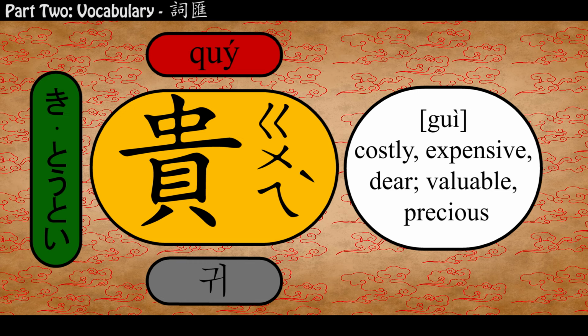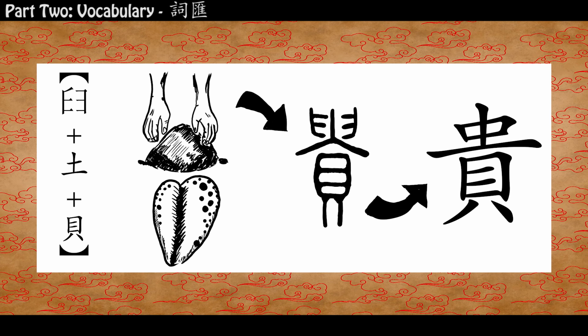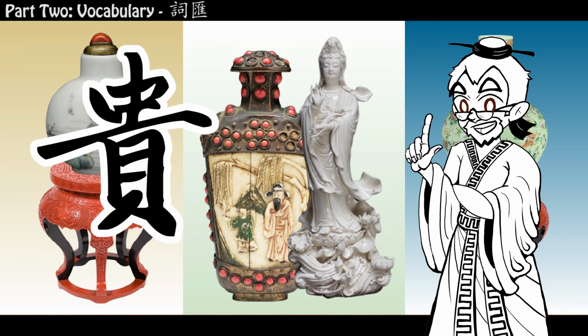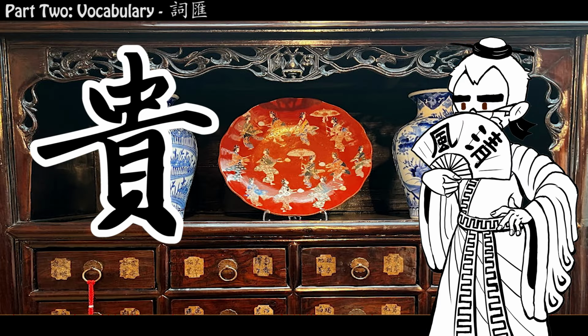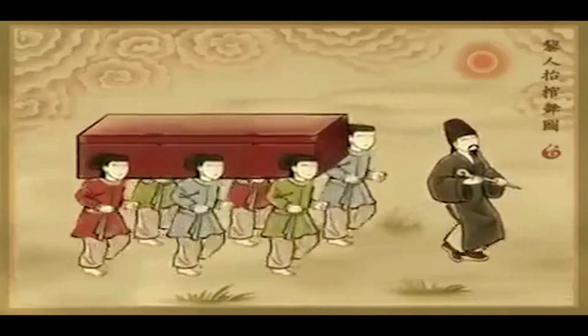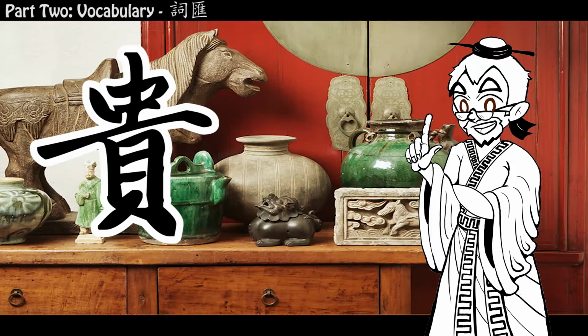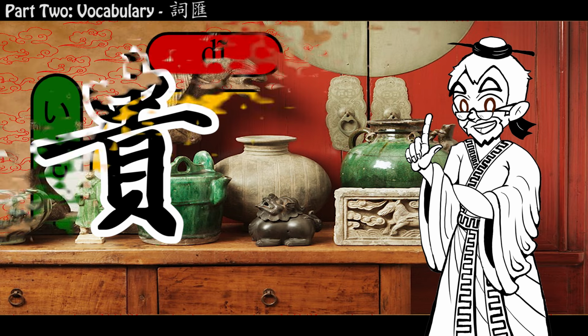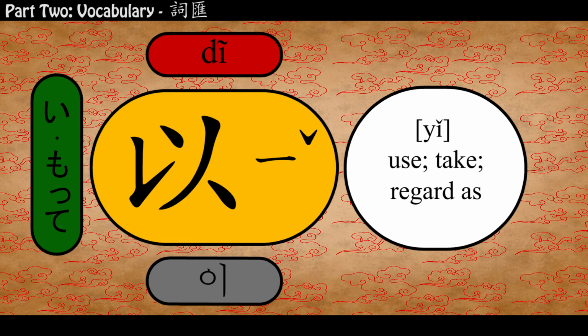Gui. Costly, expensive, dear, valuable, precious. This character shows two hands facing downward, plus tu, land, and bei, cash. The original meaning was to bequeath, that is, to leave behind after your death. Now, usually that stuff fetches a pretty good price, which is why everyone always starts family feuding after grandma kicks the bucket. Thus, the meaning gradually shifted from to bequeath, to leave behind, now written with a different character, to instead mean expensive, dear, costly, etc.